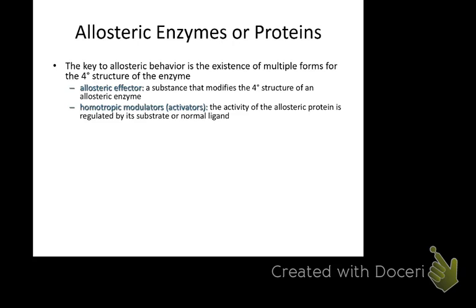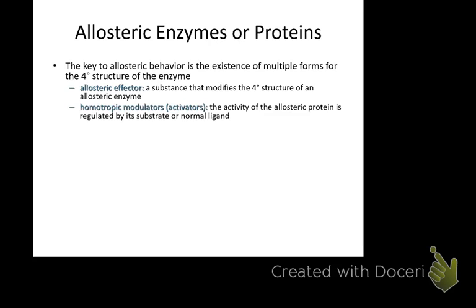So you can have an allosteric effector, and that's something that modifies the quaternary structure. It can either be positive or negative, okay? Usually when we're talking about allosteric, we're talking about positive cooperativity instead of a negative one, but they can be.